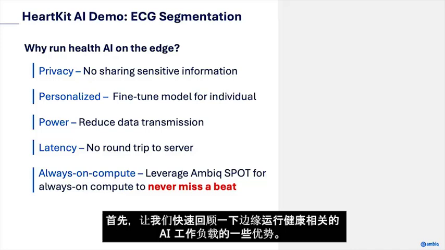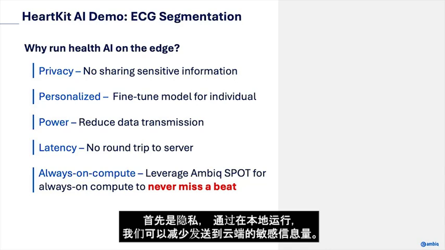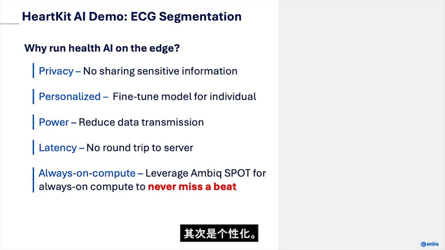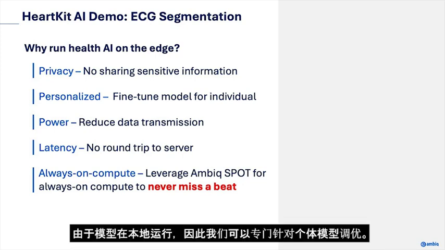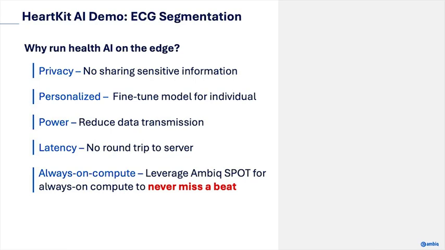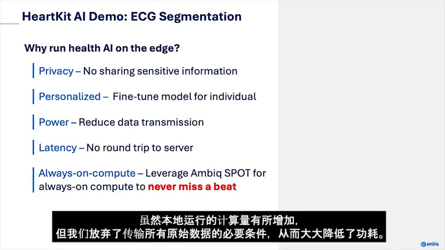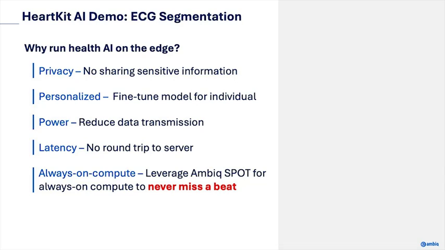To begin, let's quickly review some of the advantages of running health-related AI workloads on the edge. First is privacy. By running locally on the edge, we can reduce the amount of sensitive information being sent to the cloud. Second is personalization. Since the model is running locally, we can fine-tune the model specifically for the individual. Third is power. While there is increased computation running locally, we forego having to transmit all the raw data, providing significant power reduction. The fourth advantage is latency.